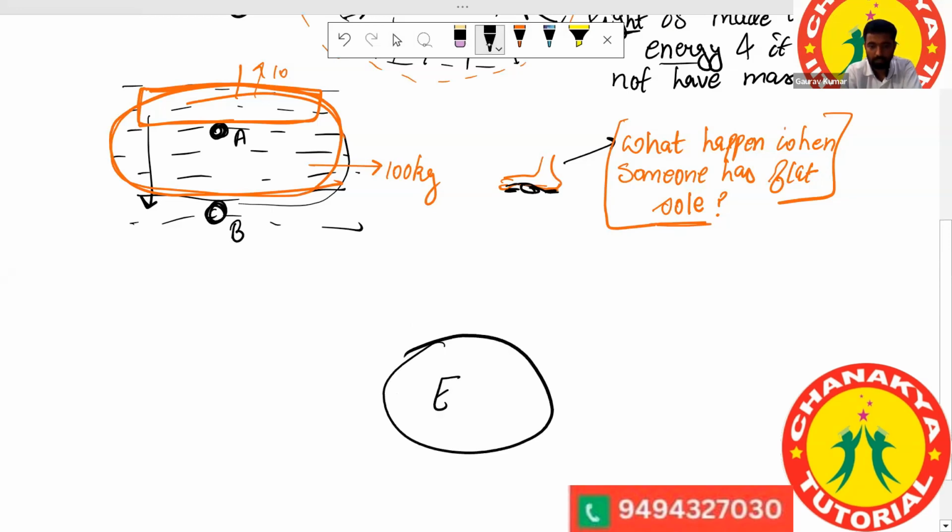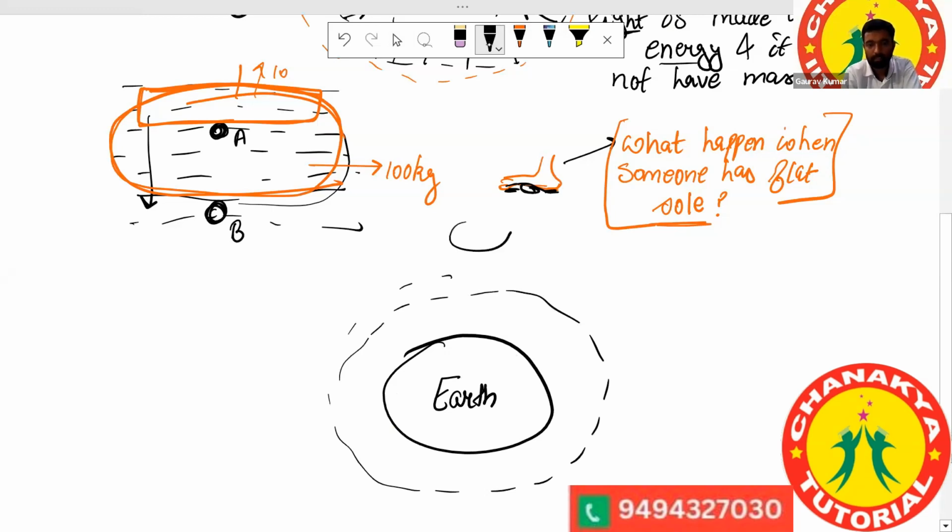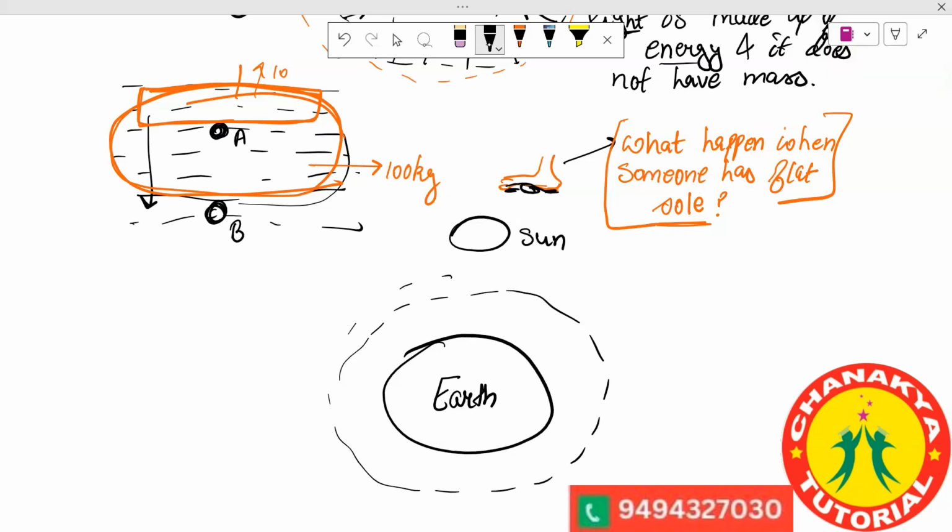Assume this is Earth, and this is atmosphere, and this is the sun present overhead. At what time of day is the sun present overhead? Afternoon. 12 noon. Okay, around 12 p.m.